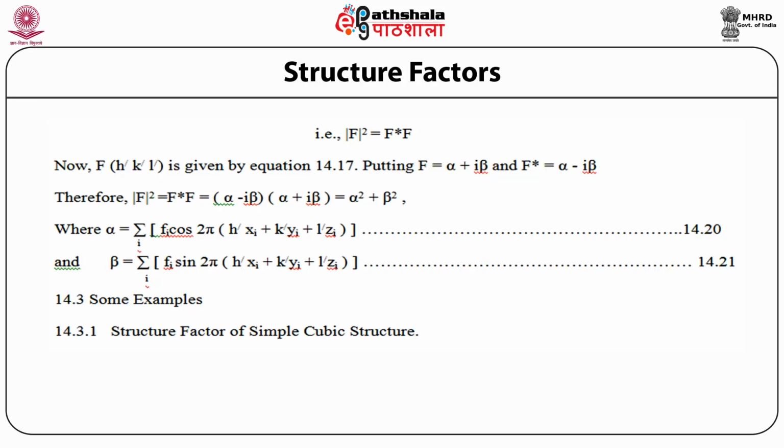And beta is given by summation over i of fi sine 2π(h'xi + k'yi + l'zi). Put this as equation 14.21. Some examples. Structure factor of simple cubic structure.